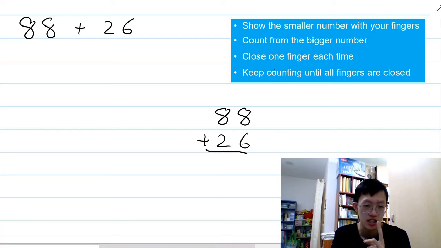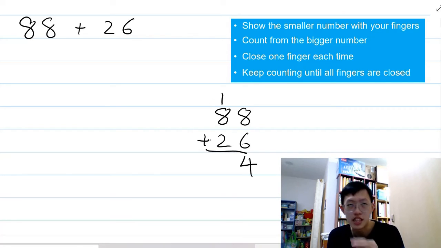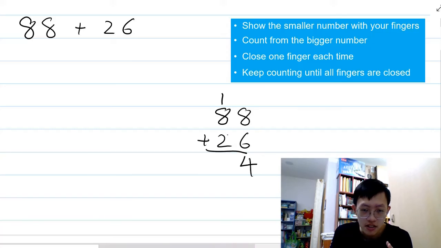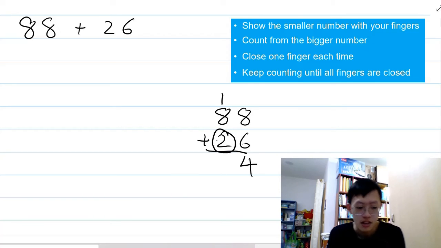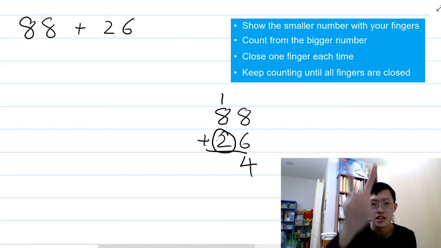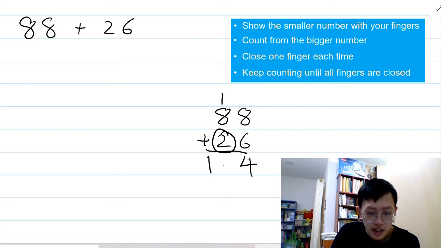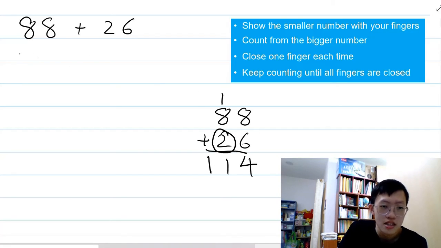14 has 2 digits, so we need to carry the 1. So 4 we write here, but 1 we carry to the top. Okay? Now just continue to add. So what is 1 plus 8? 1 plus 8 is 9. Now you need to ask yourself, what is 9 plus this 2? So show 2 in your hands, count from 9. 9, 10, 11. So the answer is 11. Just write 11 like that. Okay? So the answer is 1, 1, 4.